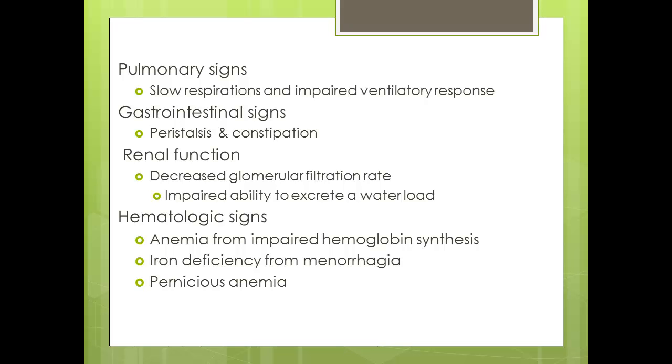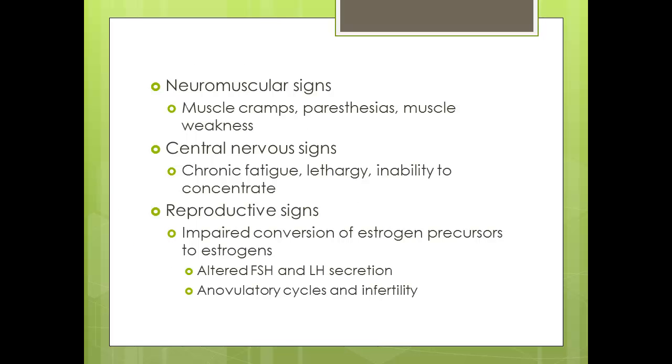You may notice decreased GFR and impaired ability to excrete a water load, and anemia in your patient from impaired hemoglobin synthesis, since thyroid hormones are involved with erythropoietin. You may notice iron deficiency from increased loss from menorrhagia and pernicious anemia. As discussed before, your patient may have muscle cramps, paresthesias, and muscle weakness.